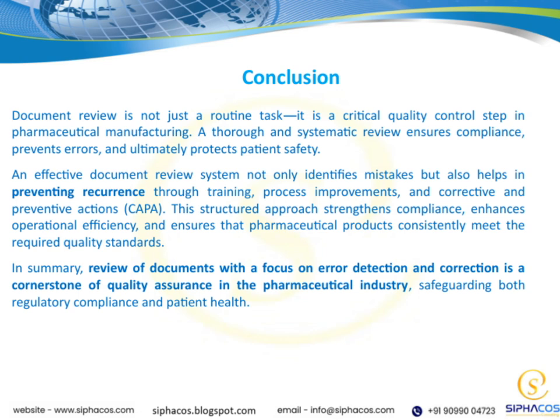An effective review system does more than find mistakes. It helps prevent them from happening again. This is achieved through targeted training, process improvements, and implementing corrective and preventive actions, or CAPA. Such a structured approach not only boosts compliance, but also enhances operational efficiency, making sure our products consistently meet quality standards. In essence, focusing on error detection and correction during document review is fundamental to quality assurance in our industry.